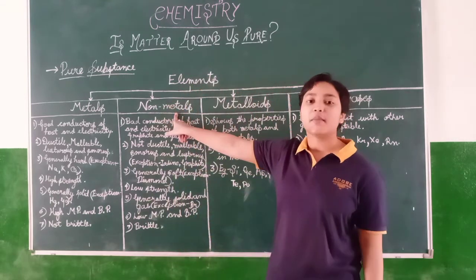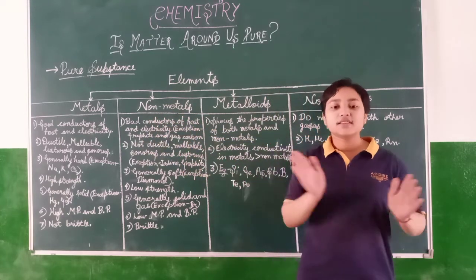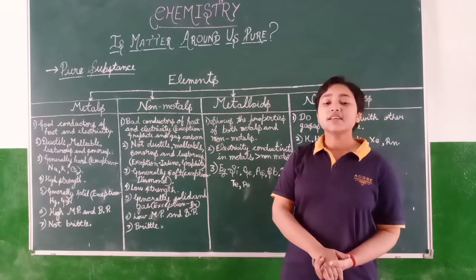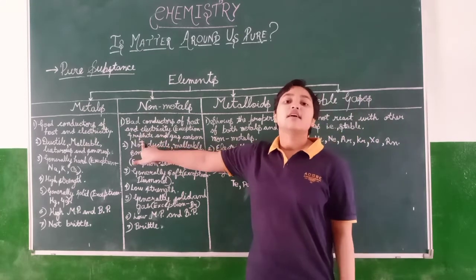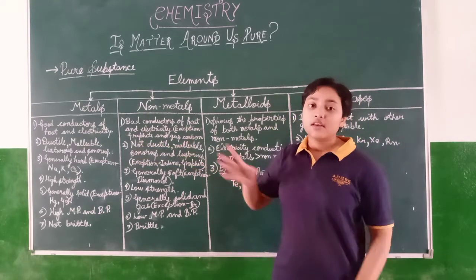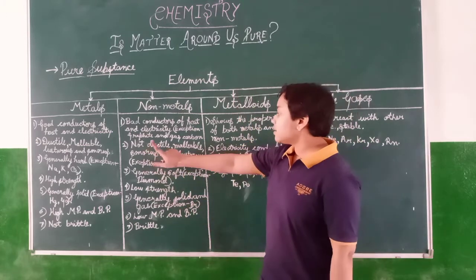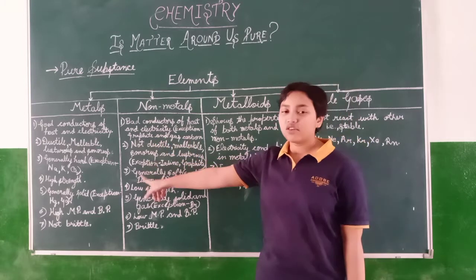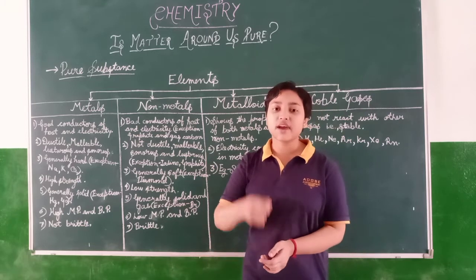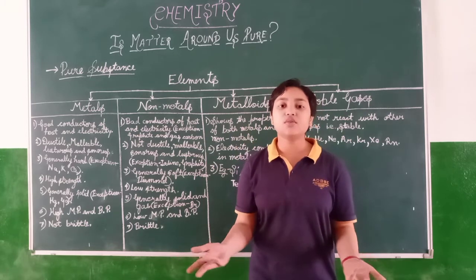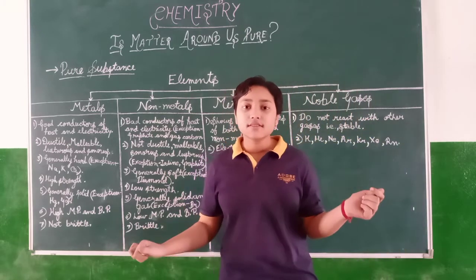Now we come to the non-metals. They are bad conductors of heat and electricity. They cannot pass heat and electricity. But there are some exceptions, which are graphite and gas carbon. These can be burnt and can pass electricity. They are not ductile, not malleable, not sonorous and not lustrous. They cannot produce sound when beaten. When you beat them, they will powder out and break. So they cannot be drawn into wires.